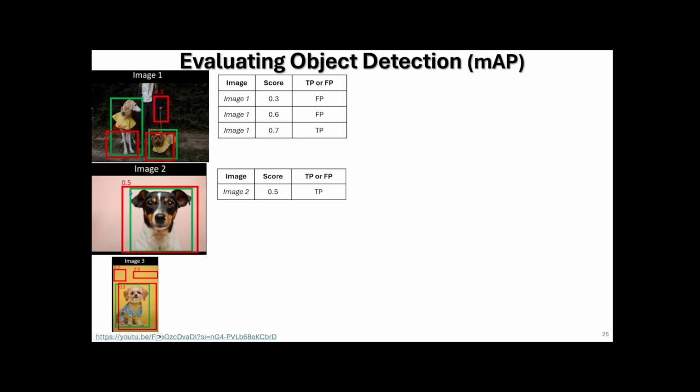For image 2, there is only one prediction, and the confidence score is 0.5. The box is pretty much okay, so let's consider it as a true positive.